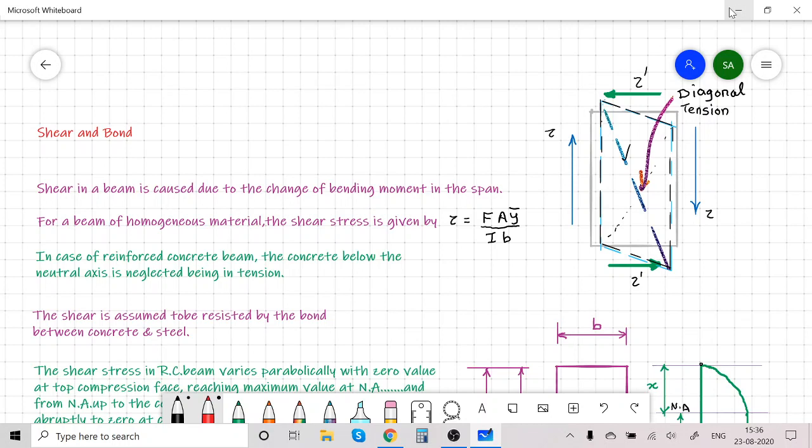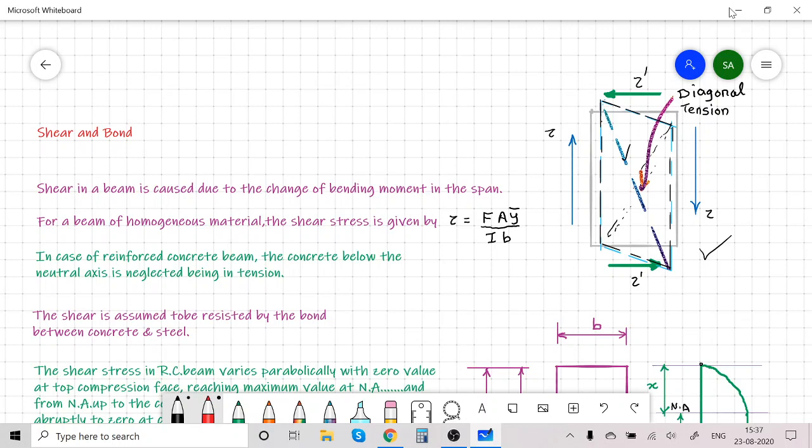In this case, it introduces diagonal tension. You can see in this sketch, the rectangle is stretched and one diagonal is in compression. This diagonal of this rectangle is under compression, the length is reduced, whereas this diagonal is stretched. It is under tension. You can see that tau is the shear stress and tau dash is the complementary shear stress. And this shear stress produces diagonal tension.